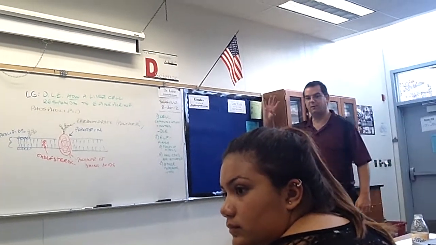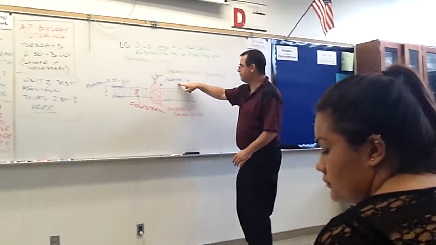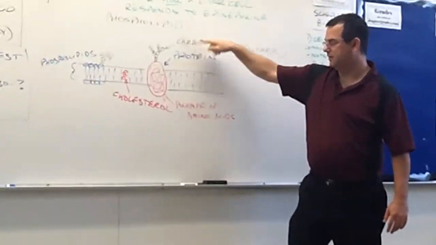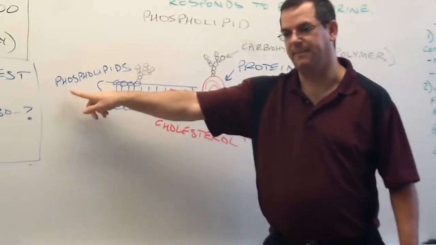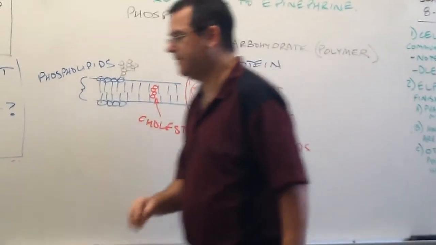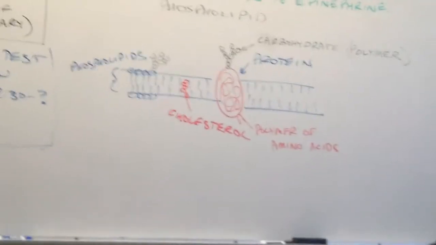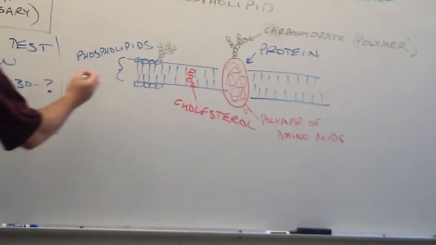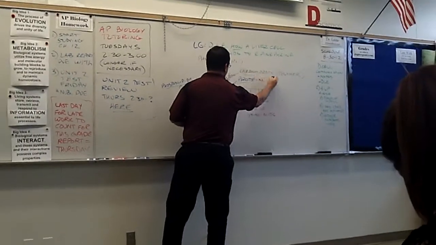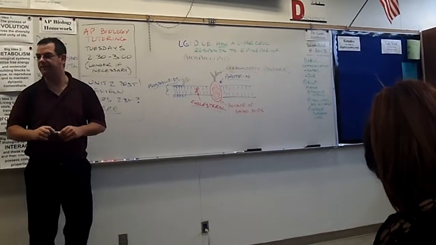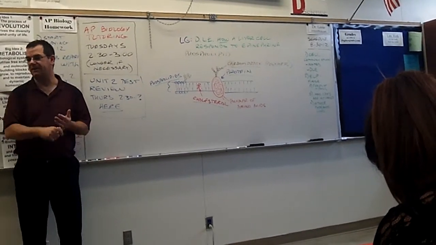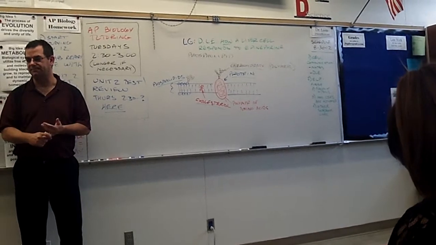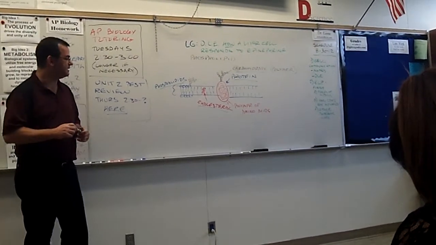The molecules. There were 4 possible molecules. Protein, carbohydrate, cholesterol, phospholipid. Here are your 4 choices. 6 points. So pick your favorite 3 out of those 4 and describe something about their structure and something about their function. Just that easy.